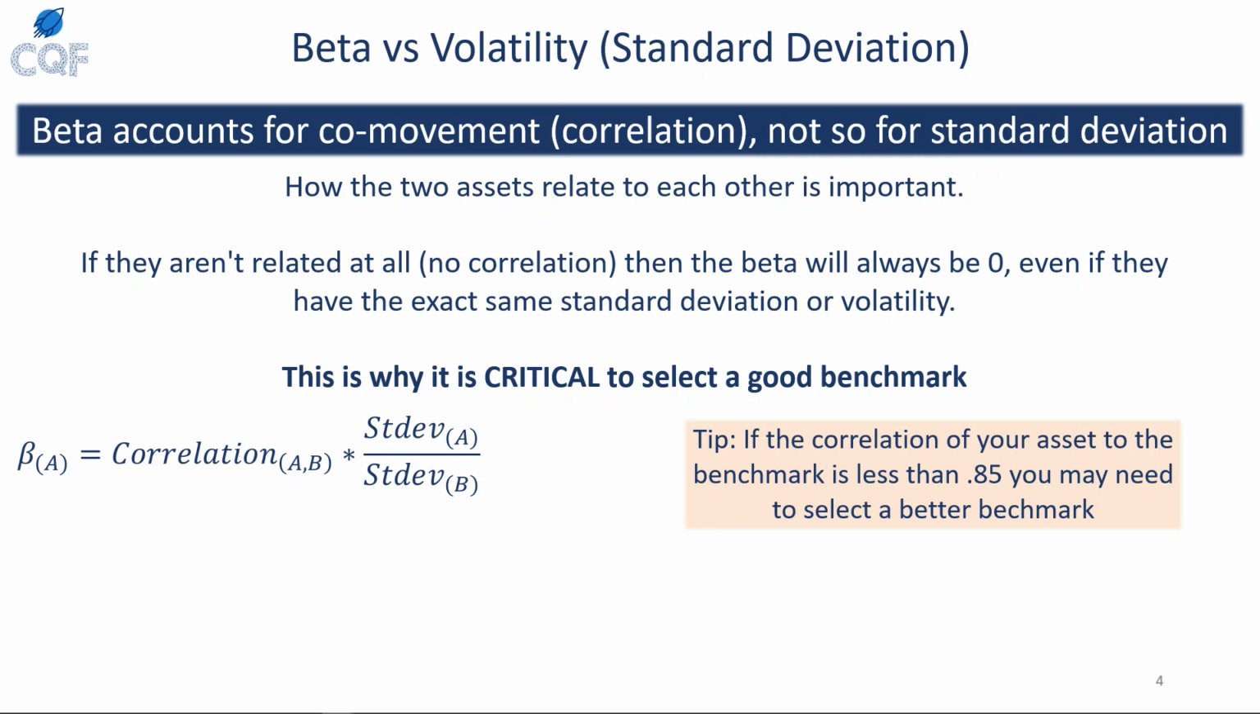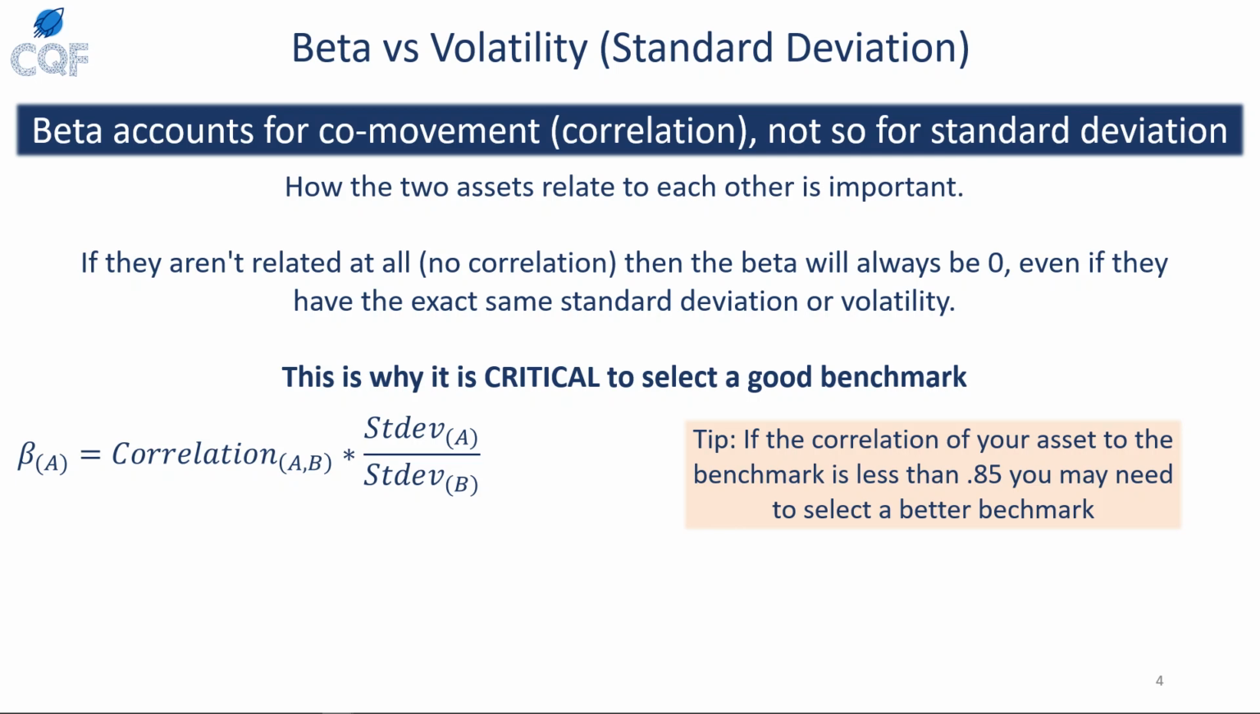Okay, so that's very important. If your asset is not related to your benchmark, then your systematic risk related to that benchmark is going to be very low, of course. So it's incredibly important to select a good benchmark in order to get a good measure of market-related risk. I put a little tip here.